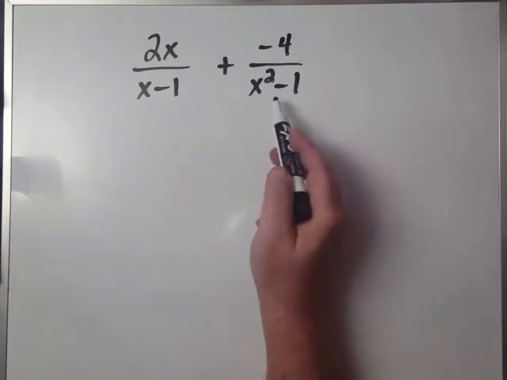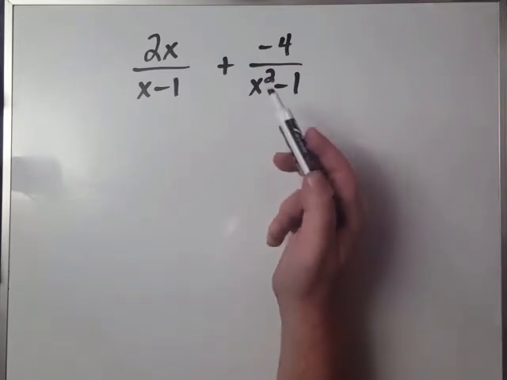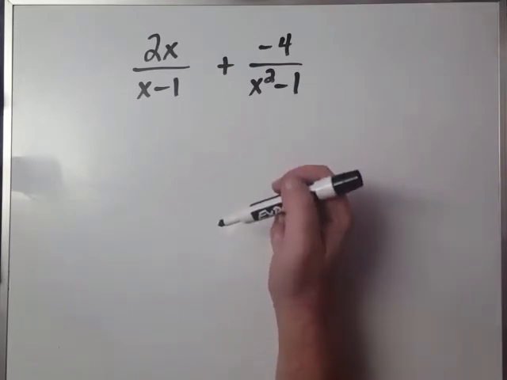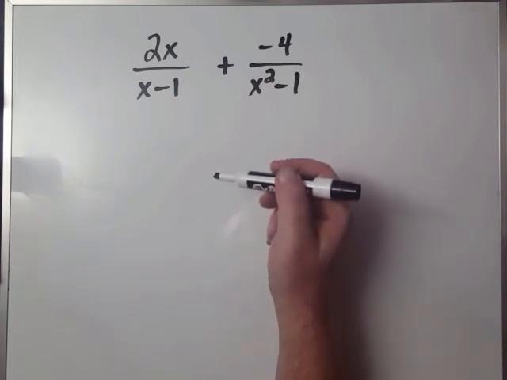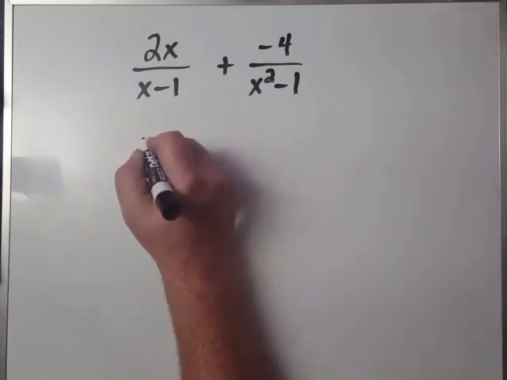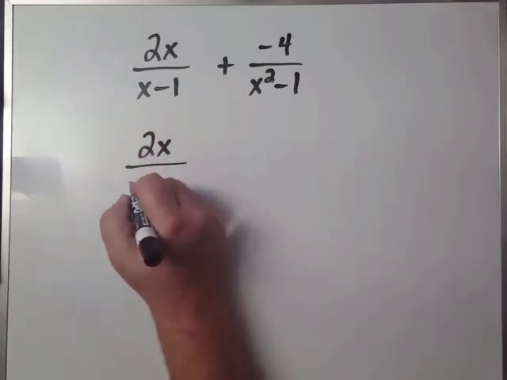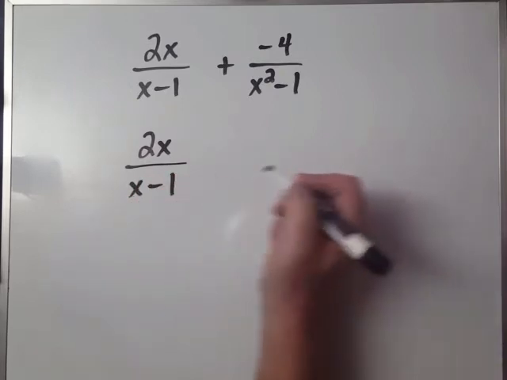We want to find a common denominator. To find a least common denominator, we collect factors. If I'm collecting factors, I need to see all those factors. So I need these denominators factored. This first denominator is prime, meaning it cannot be factored any further.